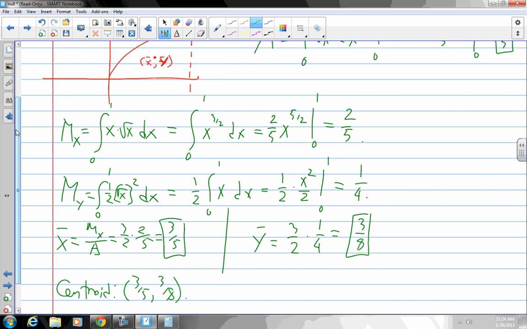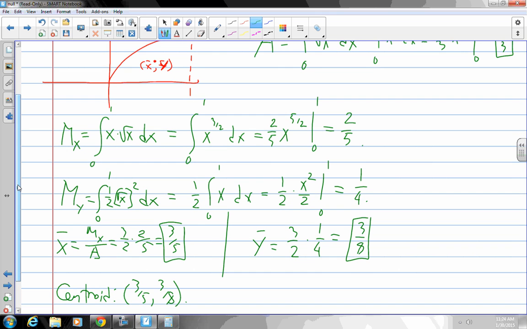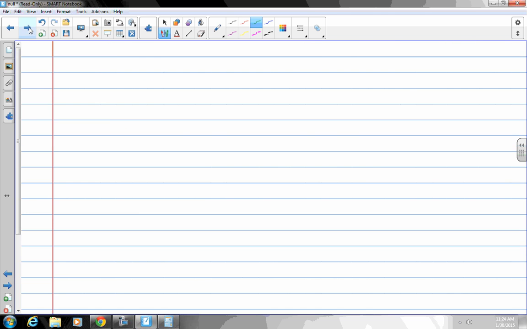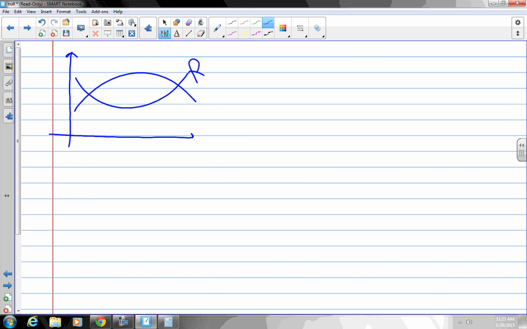So the integrals here are actually friendly. The integrals are not bad. Now, this was an example of something that's bounded by some function and the x-axis. We can do something that's bounded by two functions. Okay? We can look at some region bounded by two functions and see whether we can come up with the formulas. Let's say here is an f and here is a g.